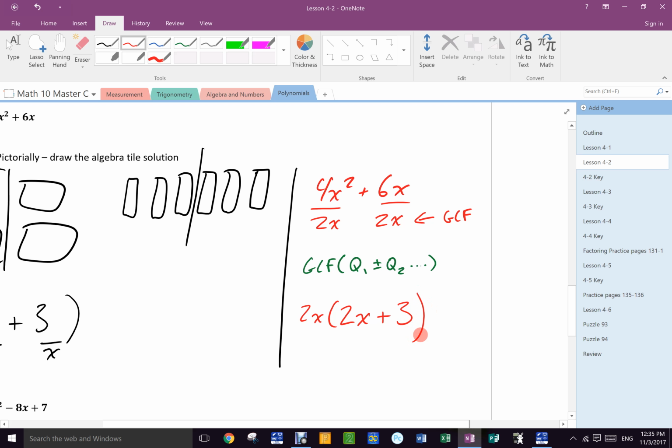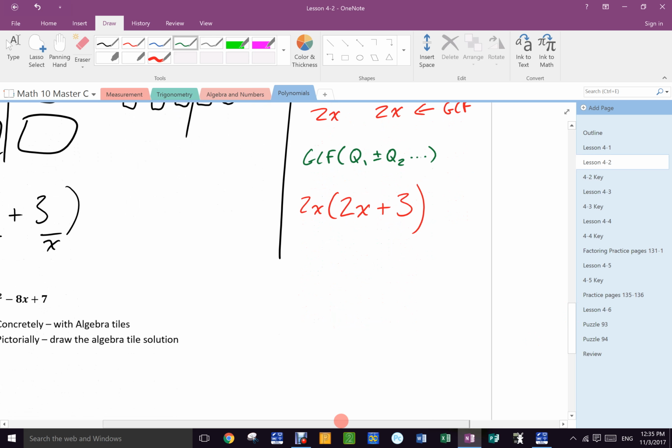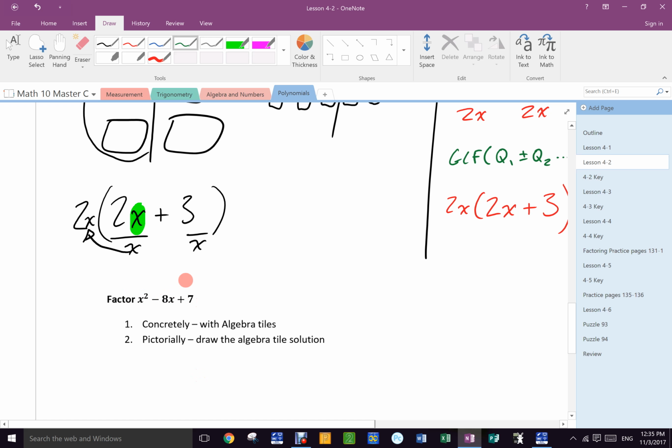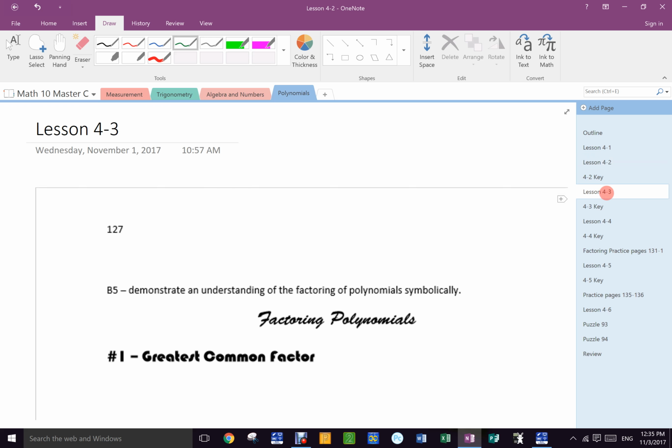Bracket. And I'm done. Now, just to prove we're right, what is 2 times 2? 4. X times x, x squared. 2 times 3, 6. X times 1, x. Does everybody see? We are going to skip this one for now. We're going to come back to it later. Please turn the page over onto page 127.